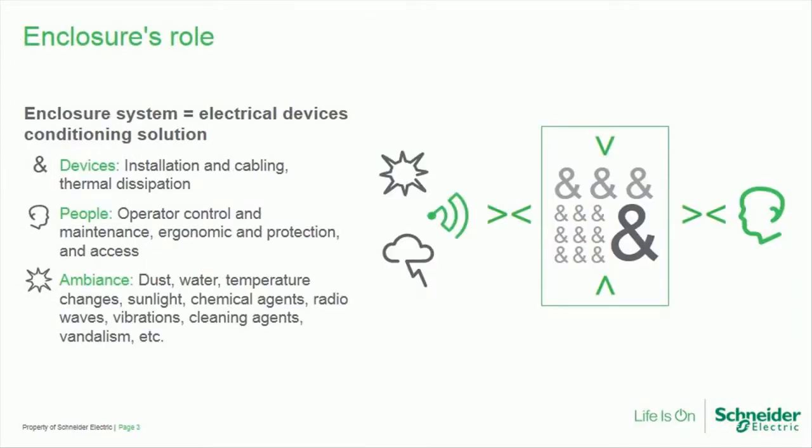Enclosures role. Enclosure system, electrical devices conditioning solution. Devices: installation and cabling, thermal dissipation. People: operator control and maintenance, ergonomic and protection, and access. Ambience: dust, water, temperature changes, sunlight, chemical agents, radio waves, vibrations, cleaning agents, vandalism, etc.